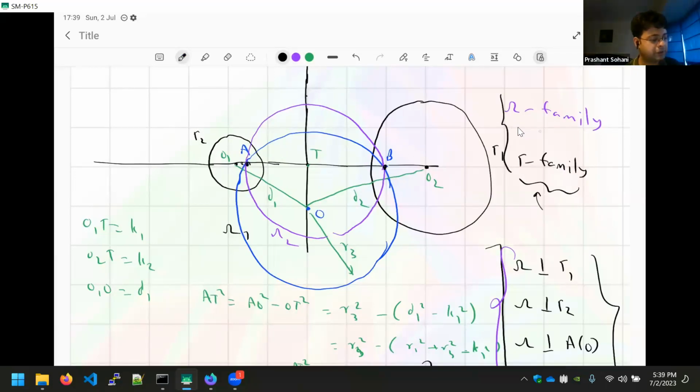Already the omega family, the purple family, is well established. They are all the circles passing through A and B. You can take any circle passing through A and B, and that will be a candidate of this purple family. But this black family is still somewhat of a mystery to us. What are the circles of this black family? That is your task to discover.